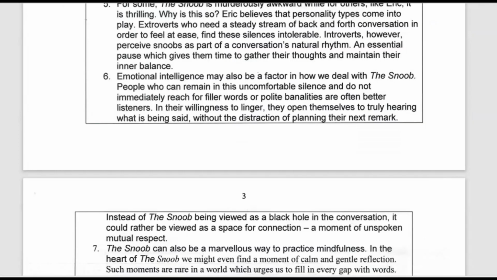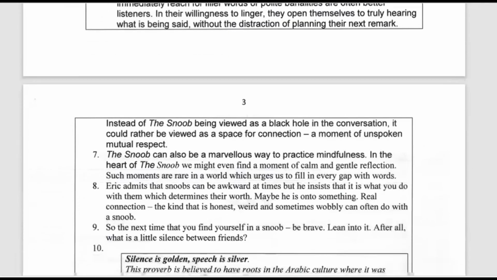Emotional intelligence may also be a factor in how we deal with the snob. People who can remain in this uncomfortable silence and do not immediately reach for filler words or polite banalities are often better listeners. In their willingness to linger, they open themselves to truly hearing what is being said without the distraction of planning their next remark. Instead of the snob being viewed as a black hole in the conversation, it could rather be viewed as a space for connection, a moment of unspoken mutual respect.